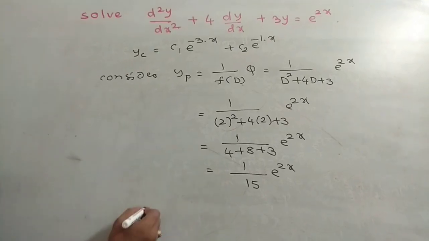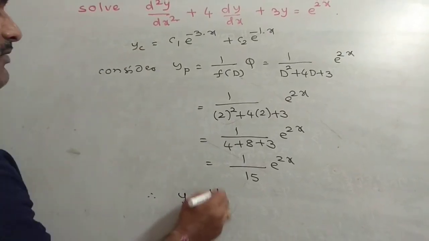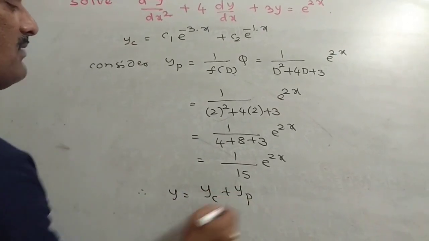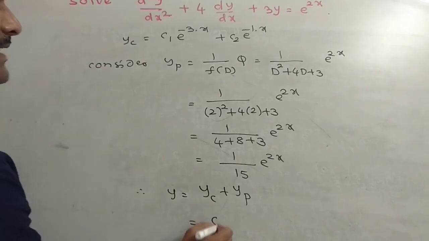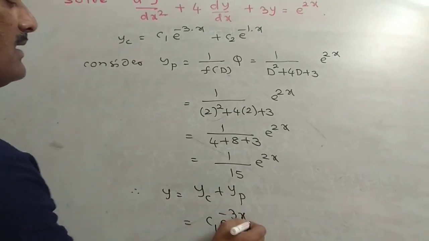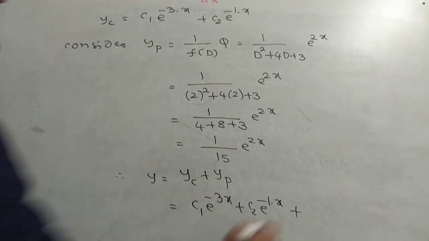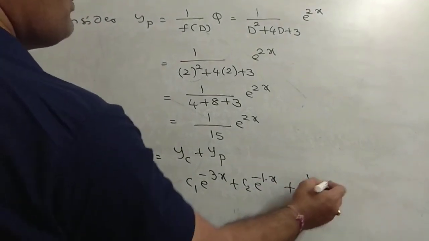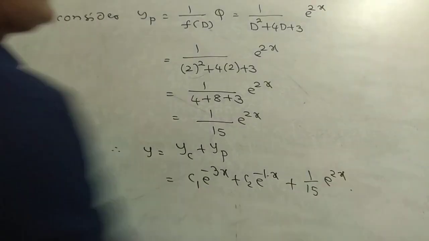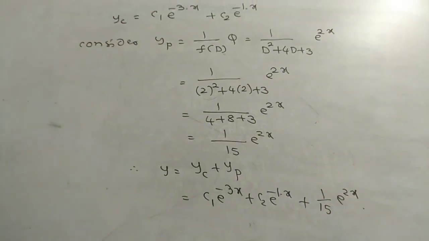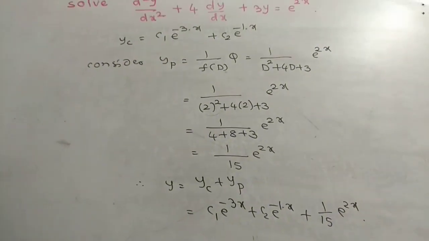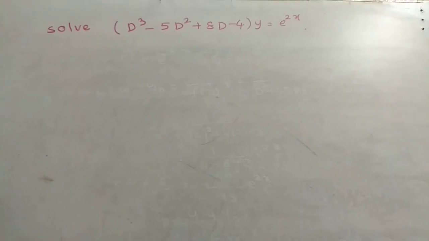After getting yp, the complete solution is y equal to yc plus yp. Write your yc, c1 e power minus 3x plus c2 e power minus 1 into x, plus yp, which stands for 1 divided by 15 e to the power of 2x. This is the complete solution of the given higher order ordinary differential equation.